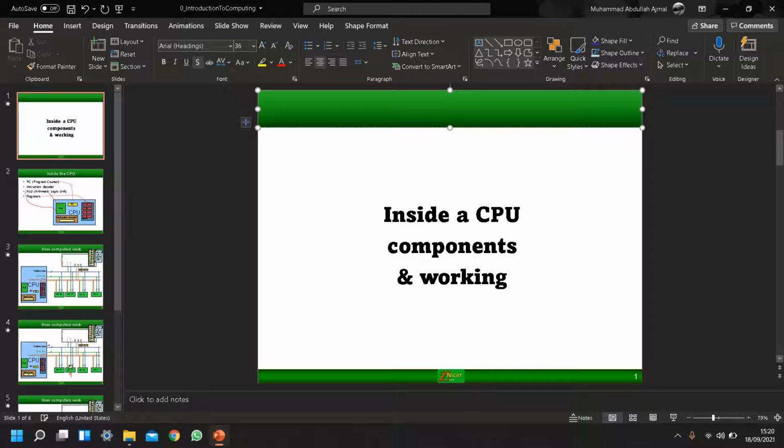Assalamu alaikum. My name is Abdullah Ajmal and today I will explain the inside of a CPU, which includes its components and its working. So let us move towards the components that are present in the CPU chip.